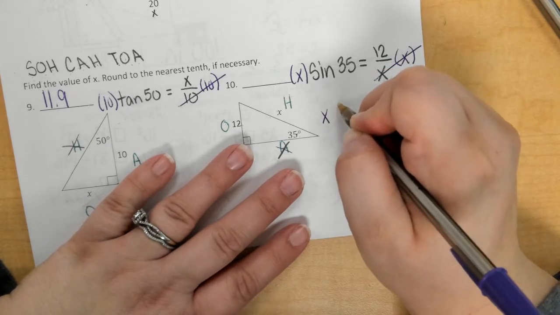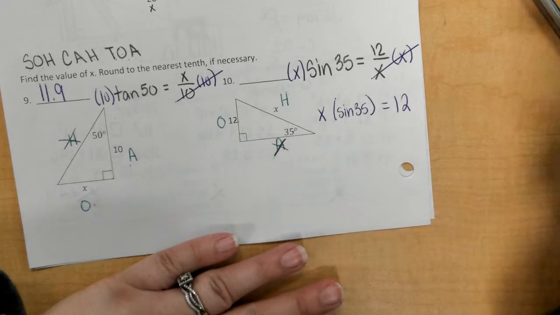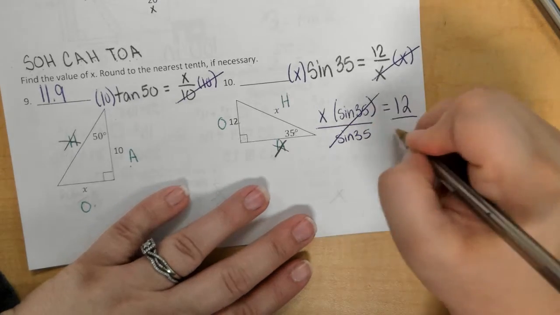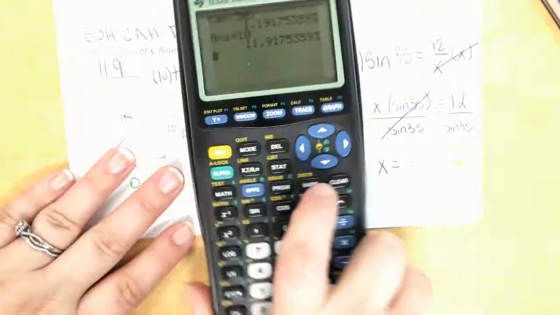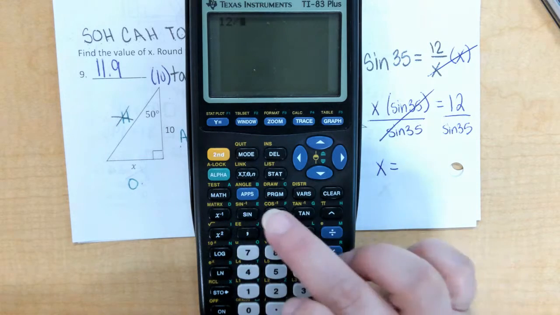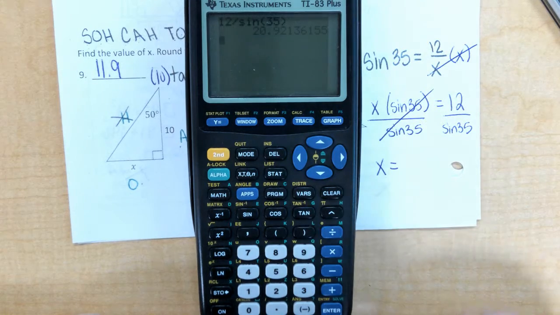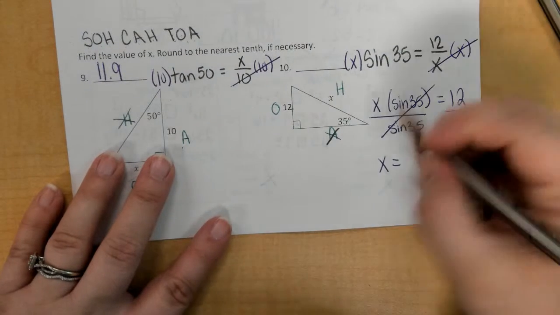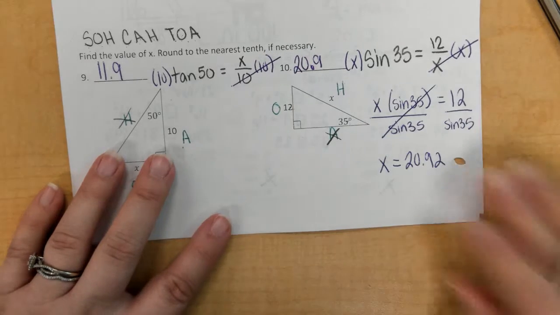And so it looks like X times sine 35 equals 12. But to get the X by itself, you divide by sine 35. And so, to go back to the calculator, clear that out, I do 12 divided by sine 35, close my parenthesis, and I get 20.92. So that rounds to 20.9. And that is my answer for that.